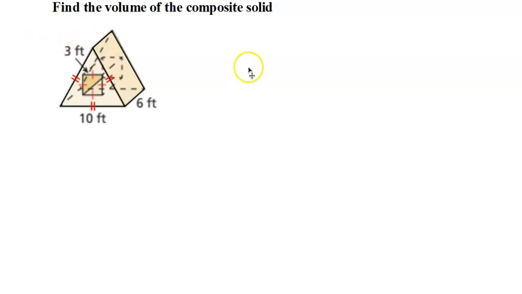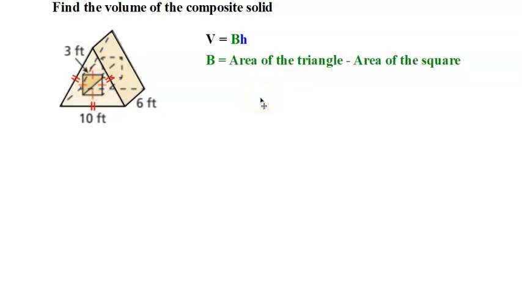Alright, so let's see how you did. Our formula is area of the base times the height. My base is this triangle with a square cut out of it. So that's what I'm going to do: area of the triangle minus area of the square.